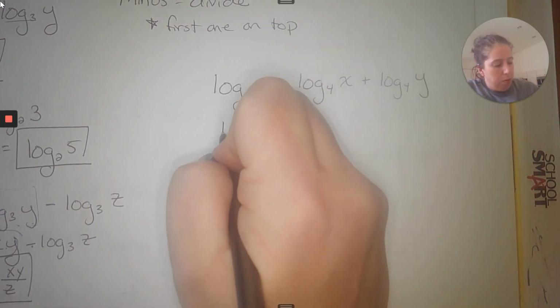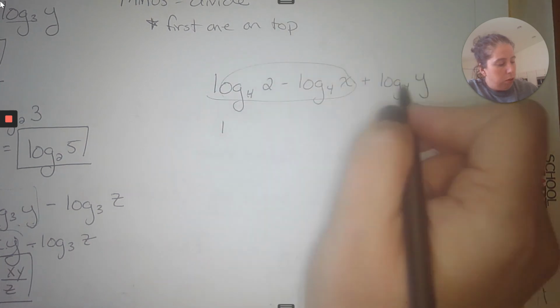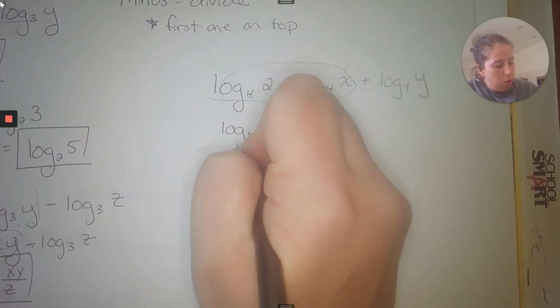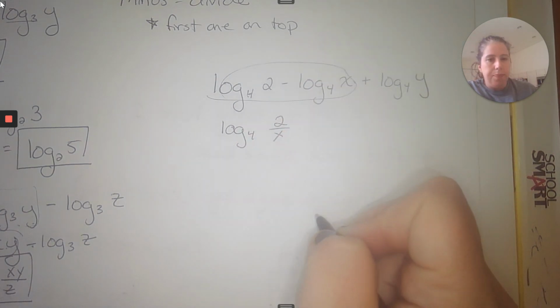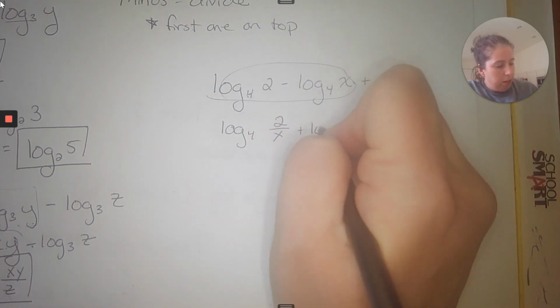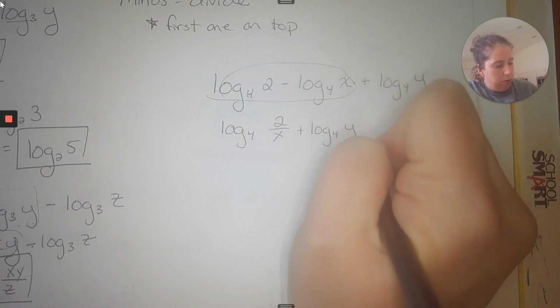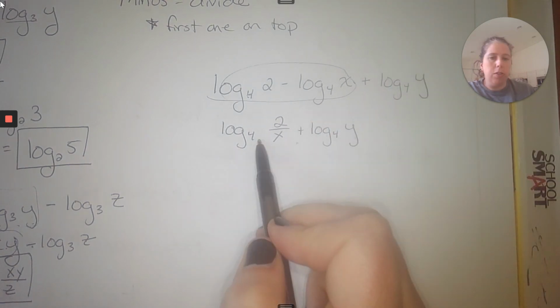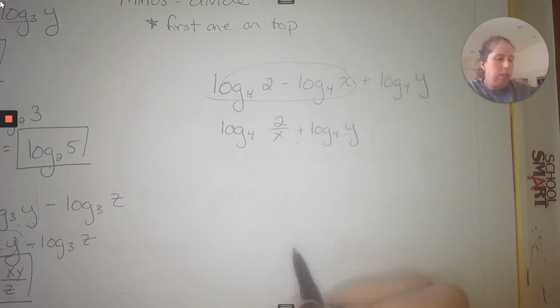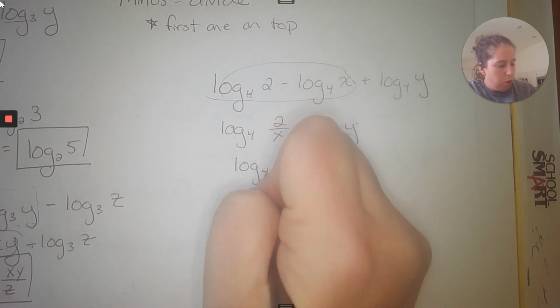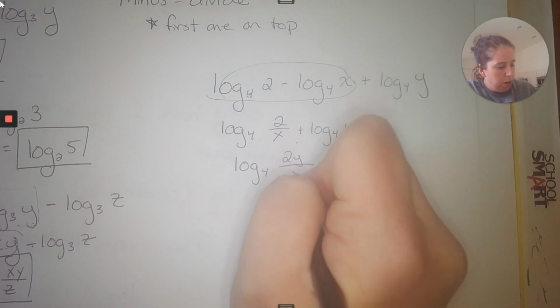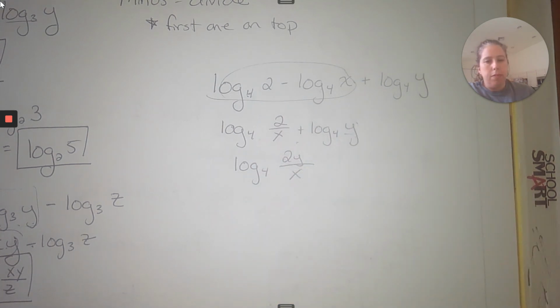All right, so we could do these two first, right? All the bases are the same. So we got log base 4 of 2 over x, right? And then if you want to write it out like this, that's fine. I usually don't. Okay, so now we got to do these two, right? Remember, this is technically over 1, so the y is going to go on top of 2. So we should have log base 4 of 2y over x.